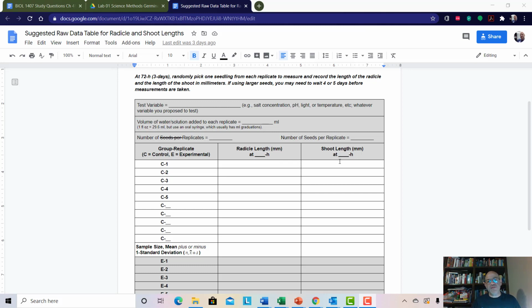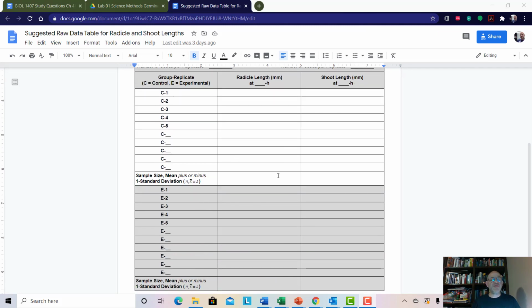And you're supposed to do radical, which is the embryonic root, and then shoot length at that time for both your control group and your experimental group. Remember, it's only one seedling from each of the bags or replicates that you produced.